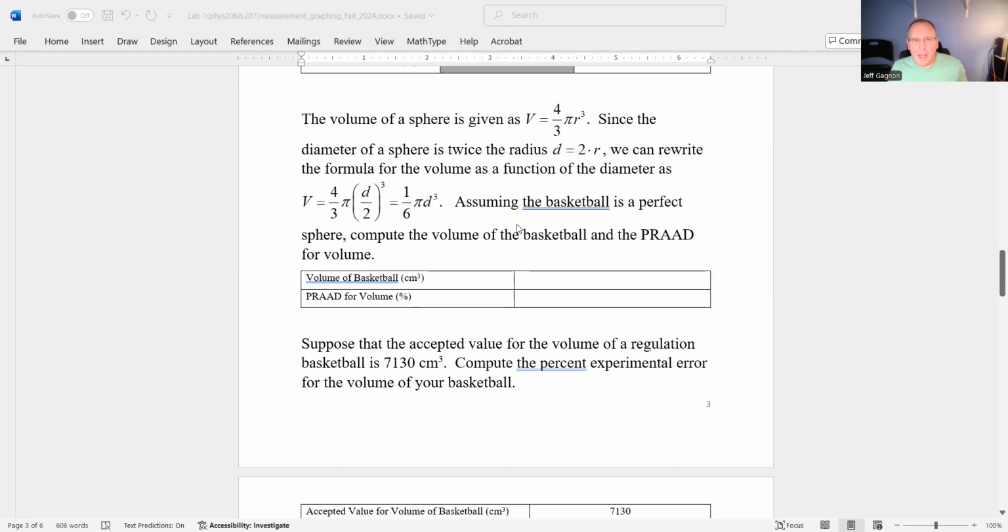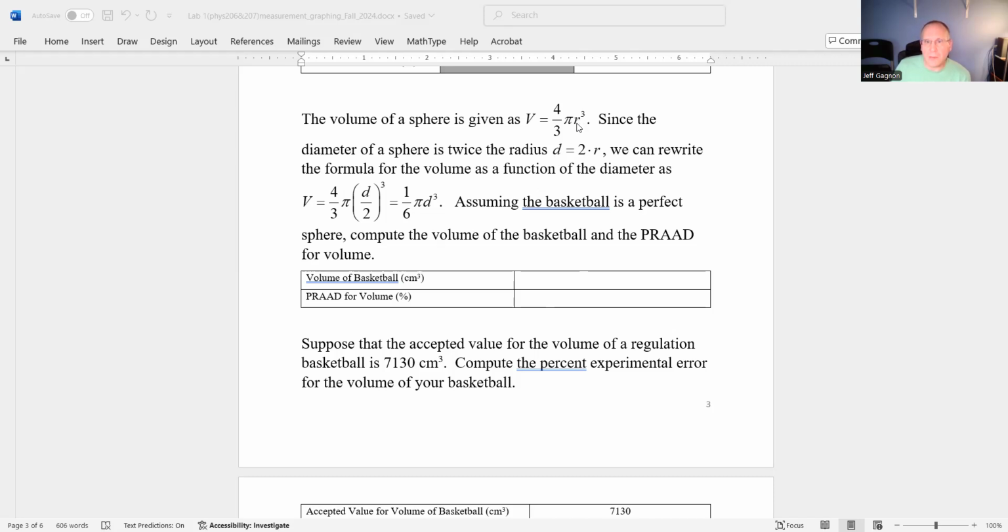Okay, now we're told that the volume of a sphere is given as 4/3 pi r cubed. And we're going to treat a basketball to be a perfect sphere. Now notice that we didn't really measure the radius, we measured the diameter. So I'd like to rewrite this formula in terms of d instead of r. We know the relationship between diameter and radius: diameter is twice the radius, or you could write this as radius is half the diameter.